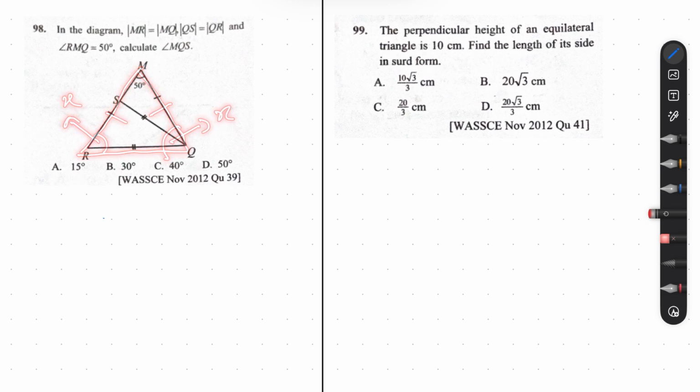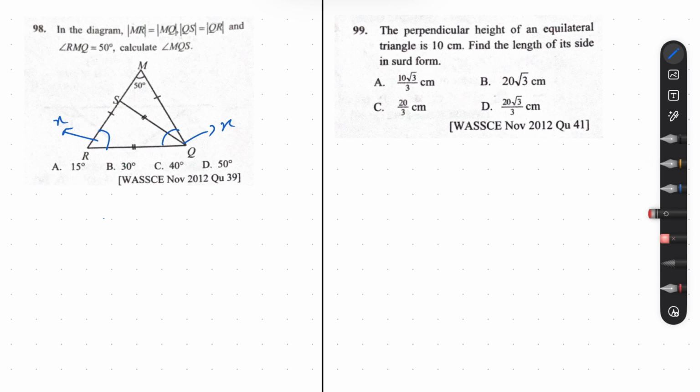Cool. So let's label that this whole angle is x, and then this angle is x. Okay. Cool. Before we label anything else, let's continue reading the question.